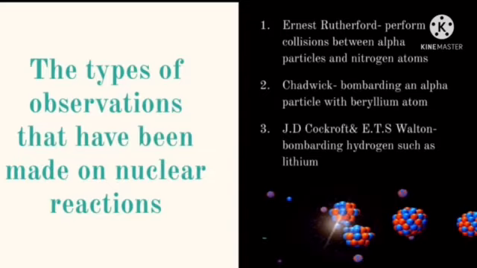First, Ernest Rutherford. Rutherford was the first to make observations of nuclear reactions by performing collisions between alpha particles and nitrogen atoms. Second, Chadwick. Chadwick discovered the neutron by bombarding beryllium atoms with alpha particles. Third, J.D. Cockcroft and E.T.S. Walton. Cockcroft and Walton produced a nuclear reaction where lithium was attacked with accelerated protons, resulting in the production of two helium nuclei or alpha particles.